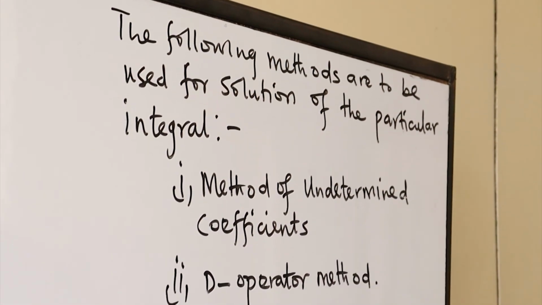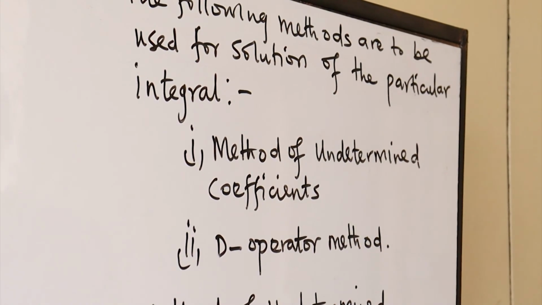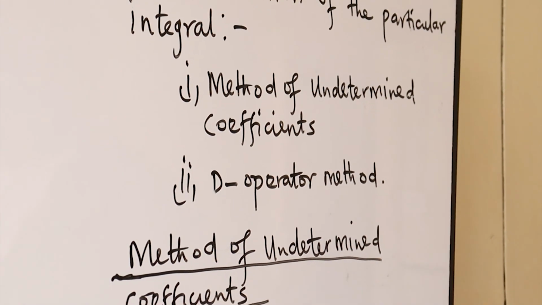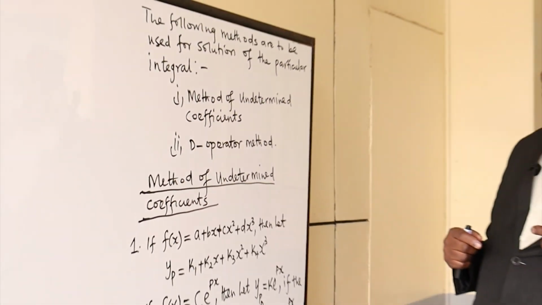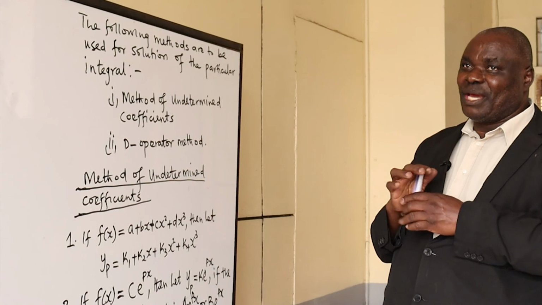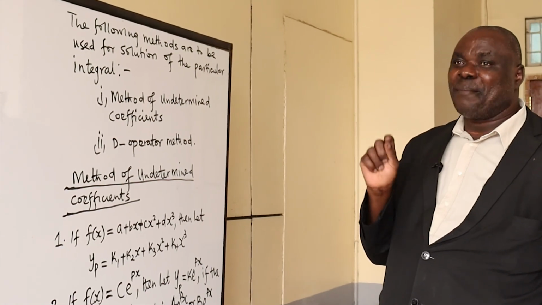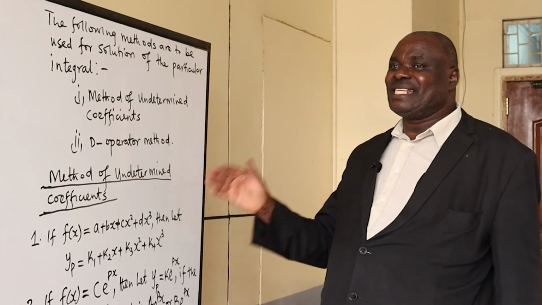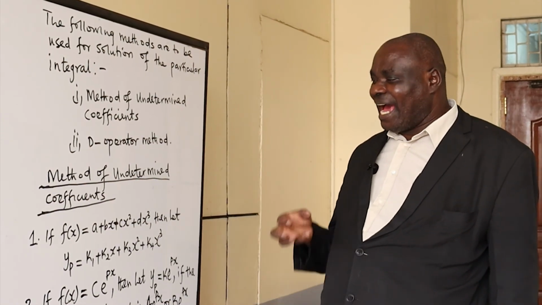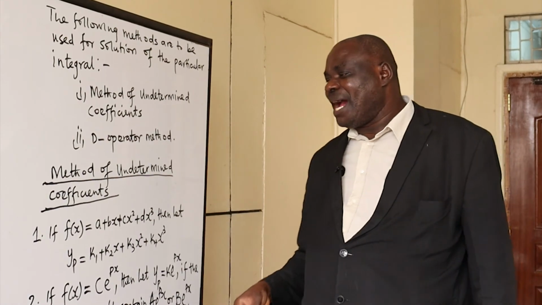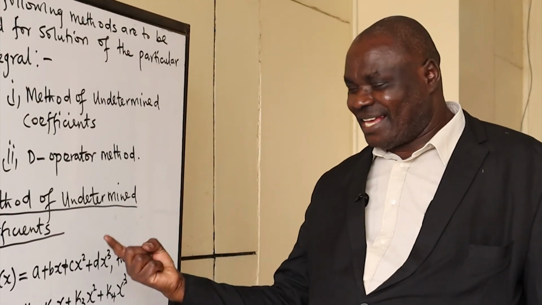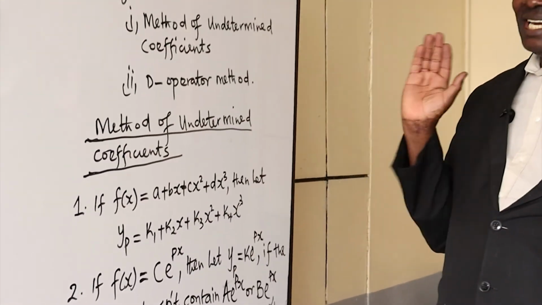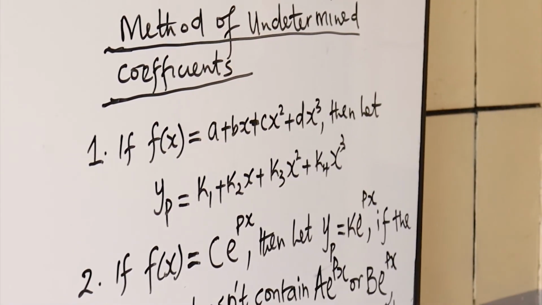Method of undetermined coefficients, and part 2, the operator method. The method of undetermined coefficients involves a way where we just let our particular integral assume a certain format, and this will be guided by the way our function of x is given, what appears on the right-hand side of our differential equation.